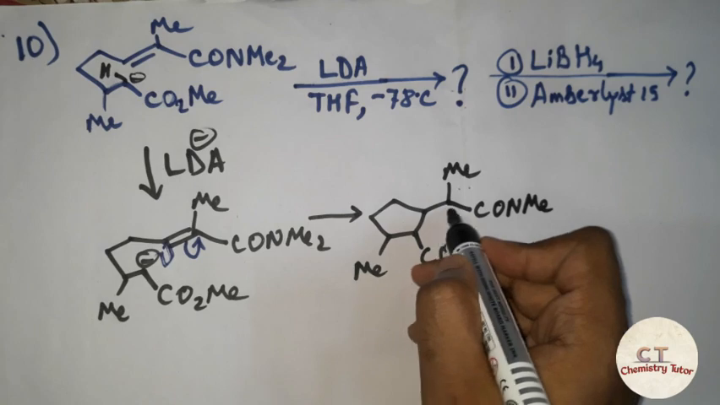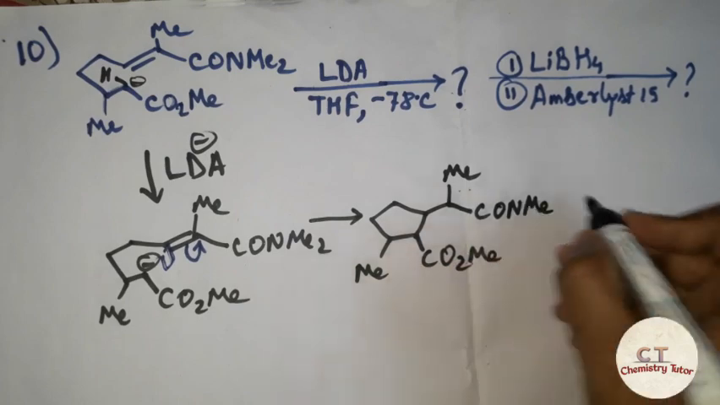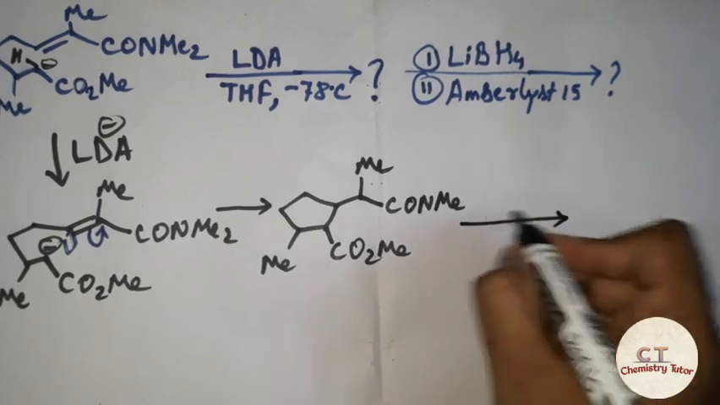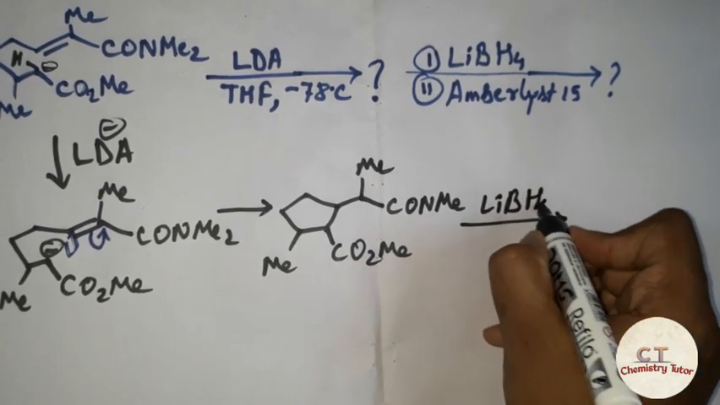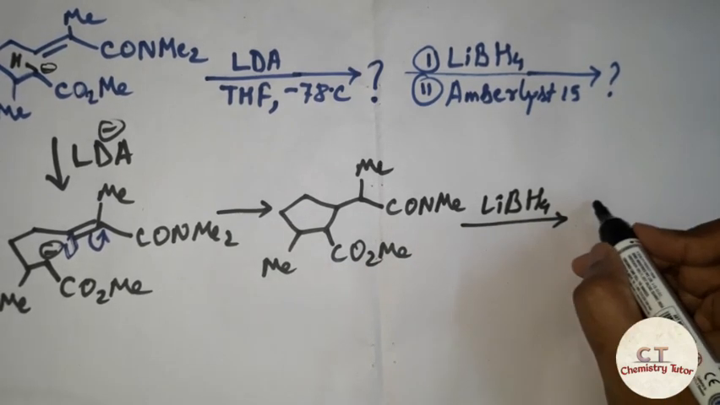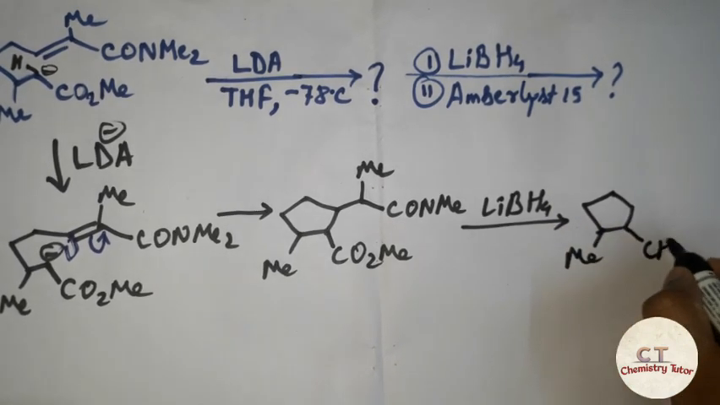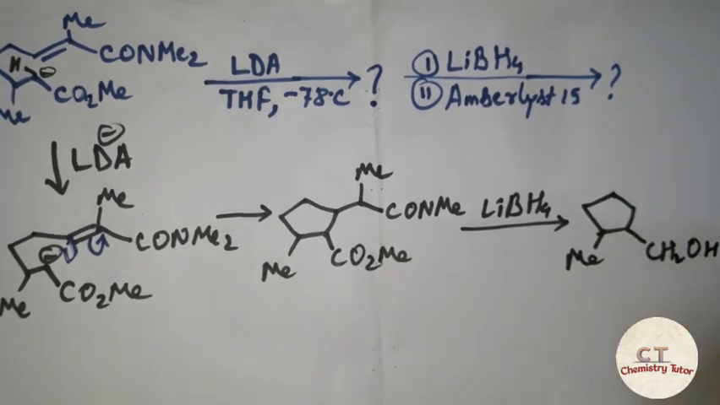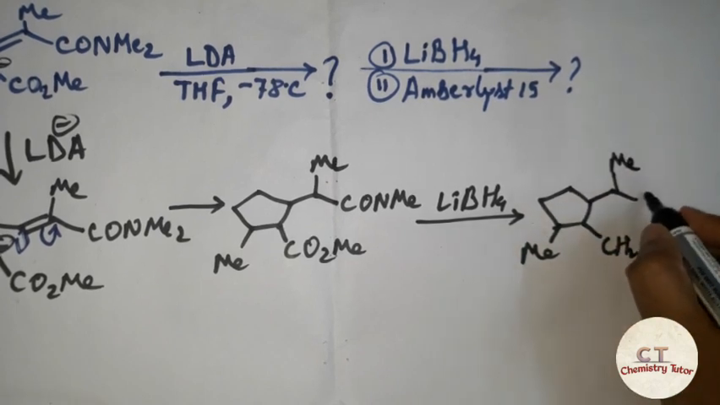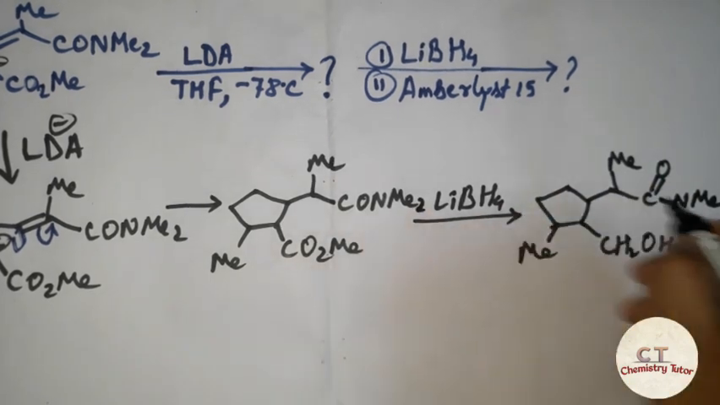Now the negative charge in this case will abstract a proton from the solution, and it will become like this. Okay, and in the next step LiBH4 is given. So what is the role of LiBH4? It chemoselectively reduces the ester group. Okay, it will reduce the ester to alcohol, so it will give CH2OH, and Me, C double bond O, and NMe2, sorry, there are 2 Me.